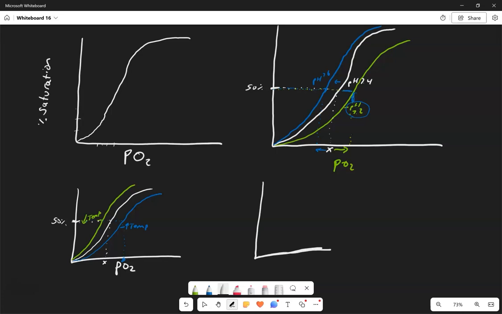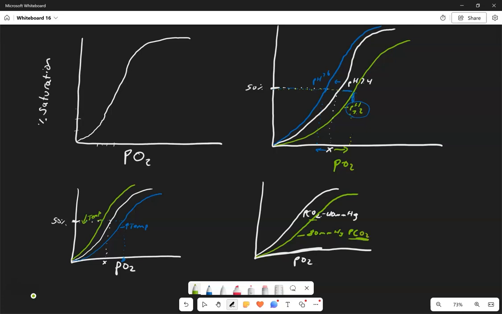So what if we looked at, here's our normal, right? What if we looked at the partial pressure of oxygen here, and what if we said that this was at a partial pressure of carbon dioxide of 40 millimeters of mercury? What would happen if I did 80 millimeters of mercury? Right? 80, more CO2, so it's going to shift it this direction. Why is it going to shift it that direction? So this would be 80 millimeters of mercury for partial pressure of CO2.